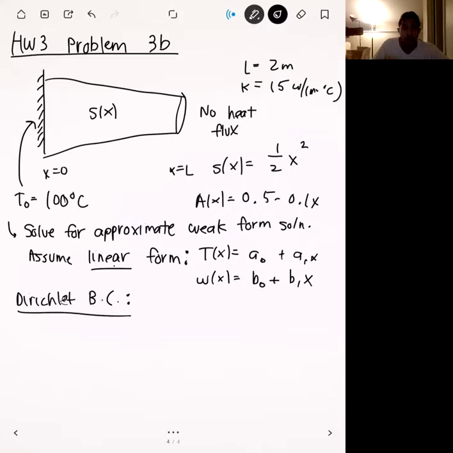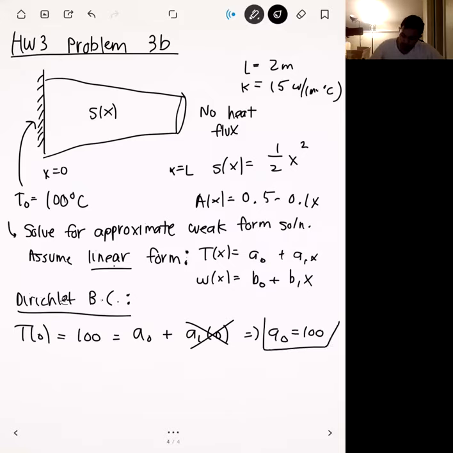Our Dirichlet boundary condition says that our temperature at x equals 0 is going to be 100 degrees C. Just like we mentioned before, when we apply this Dirichlet boundary condition, we'll be able to solve for one of the constants. Let's plug in. Our T of x is a0 plus a1 times x, where x here is 0. Zero times a1 is obviously 0, and so this tells us that a0 is equal to 100.